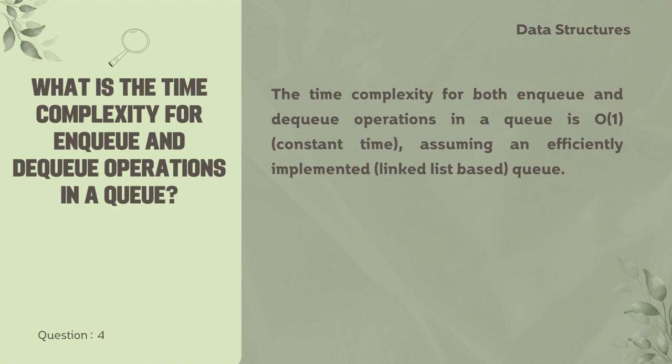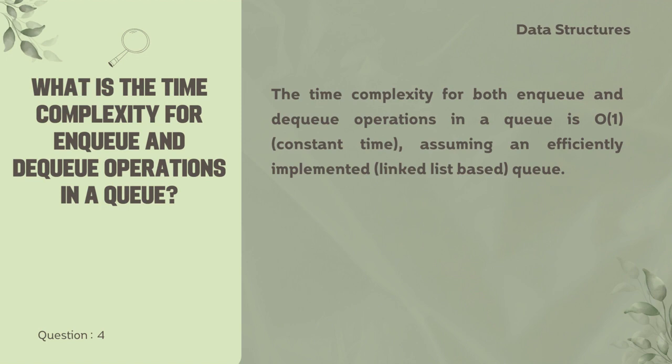Let me elaborate more on this queue. The two common data structures for implementing a queue are arrays and linked lists, and each has its own time complexity for these operations. For an array based queue, the enqueue operation has a time complexity of O(1), while the dequeue operation has a time complexity of O(n).